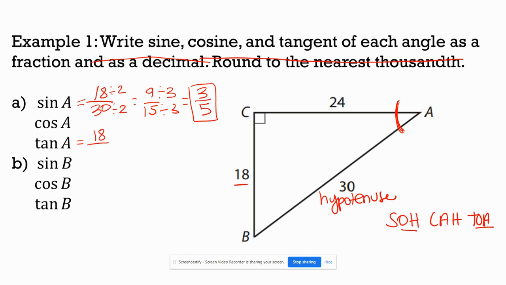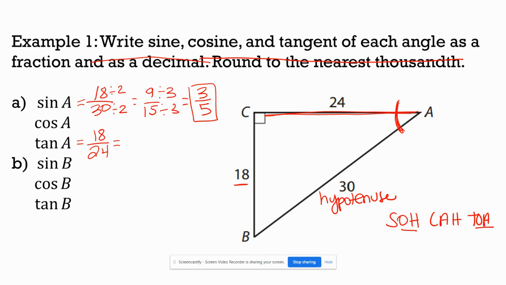Adjacent can't be the hypotenuse here, right? It can't be the opposite. It's the other leg that's directly connected to the angle. See how that touches the angle that you're starting from? So that's going to be 24. And again, just make sure you can't reduce.